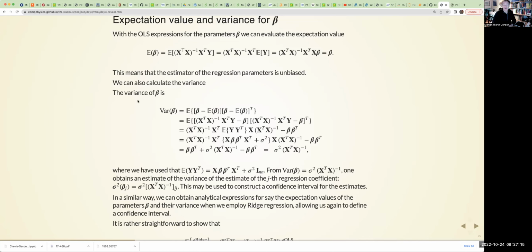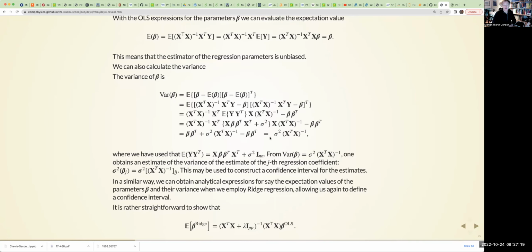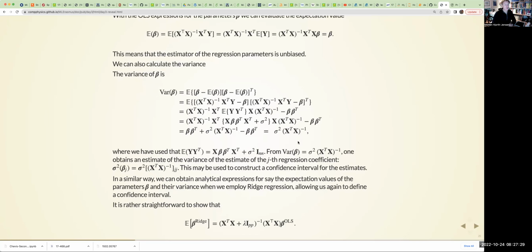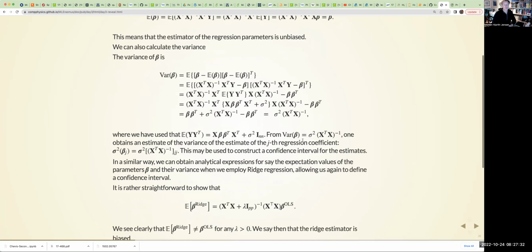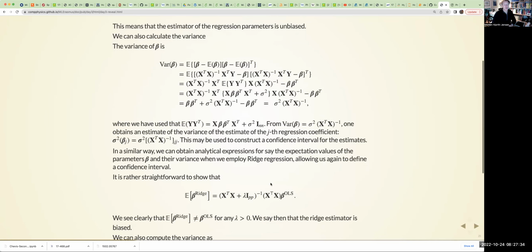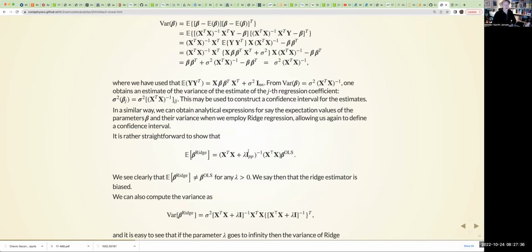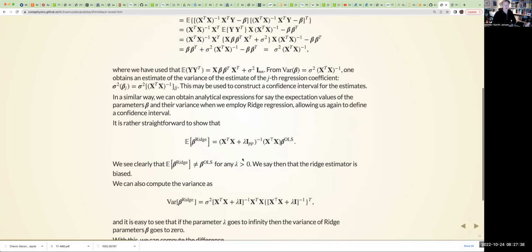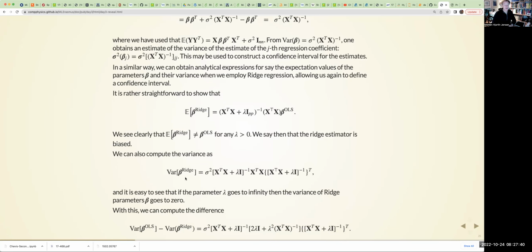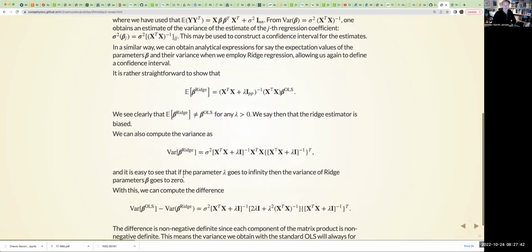Now you can calculate the variance of beta here, and you can actually find that the variance of beta has also an analytical expression given in terms of the inverse of the design matrix transpose times the design matrix. And that's also an extremely useful quantity. And if you do the same with ridge, you would find that with ridge you simply have to add this parameter lambda, and you can also calculate the variance for ridge regression.